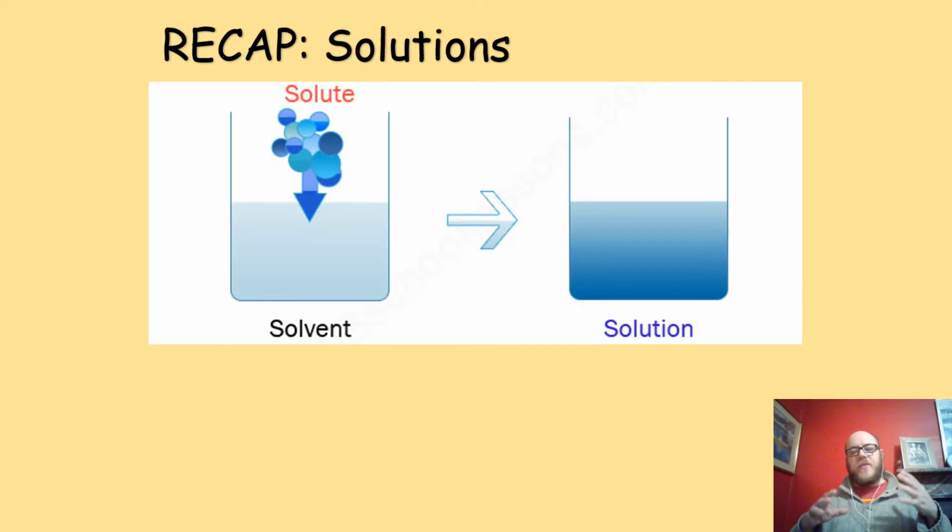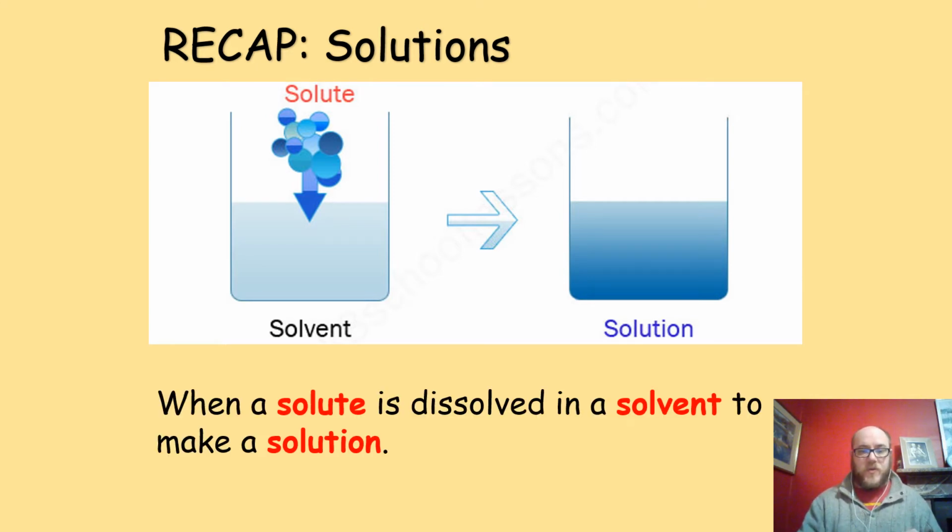Okay, so nestled inside this conservation of mass module, we've also got a little bit of a recap about solutions. So what is a solution? Well, a solution is where you take a solvent, put a solute in it, and you end up with a solution. So it is a dissolved mixture of the solute inside the solvent. So the solute has completely dissolved. It's dissociated and dissolved into the solvent. So when a solute is dissolved in a solvent, you end up with a solution.